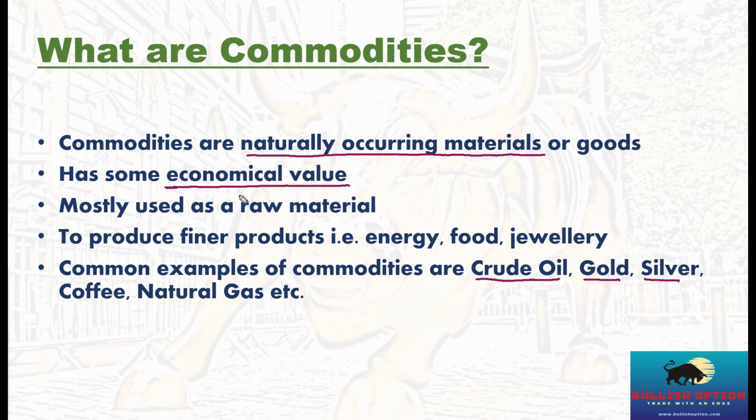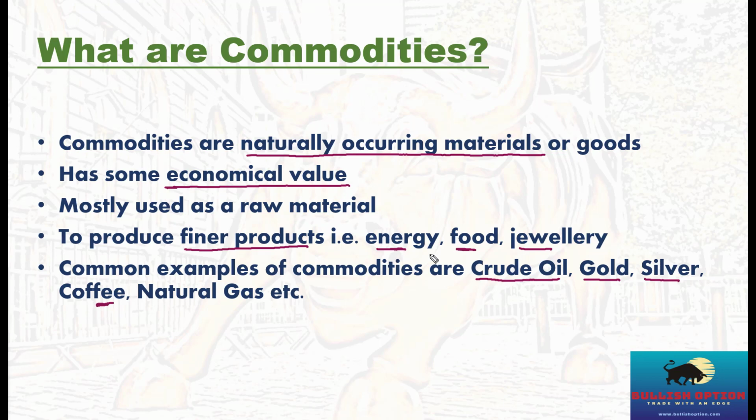And when we get these products, these are not usable immediately. These are something which can be used to produce a finer product. Like gold can be used to produce jewelry, coffee can be used to produce some food, and crude oil can be used to produce some energy products like petrol, diesel, and all those things. So these are basically commodities, right?